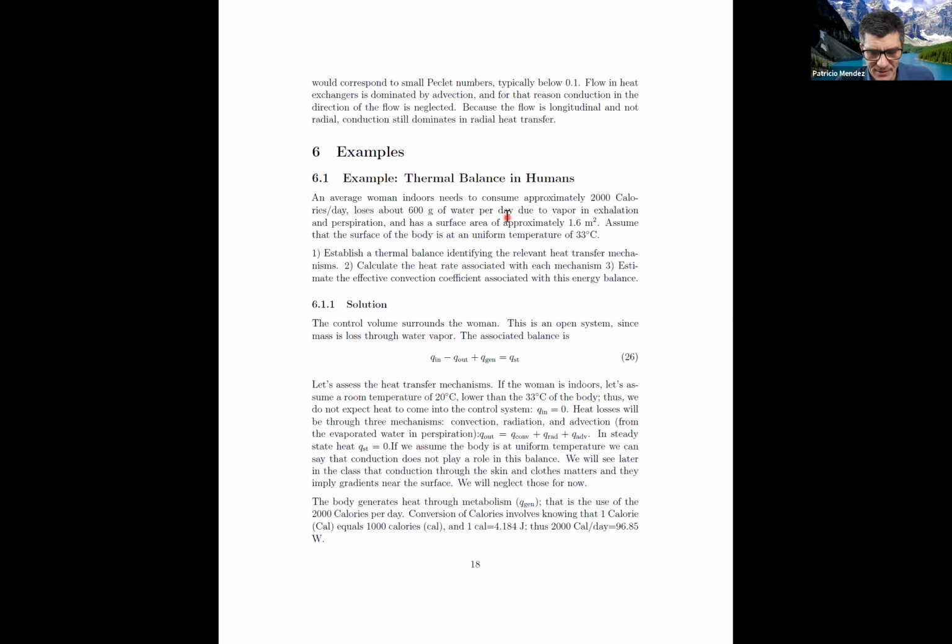So let's do a thermal balance and see what mechanisms are associated. Although we don't have it here, let's see if this works.